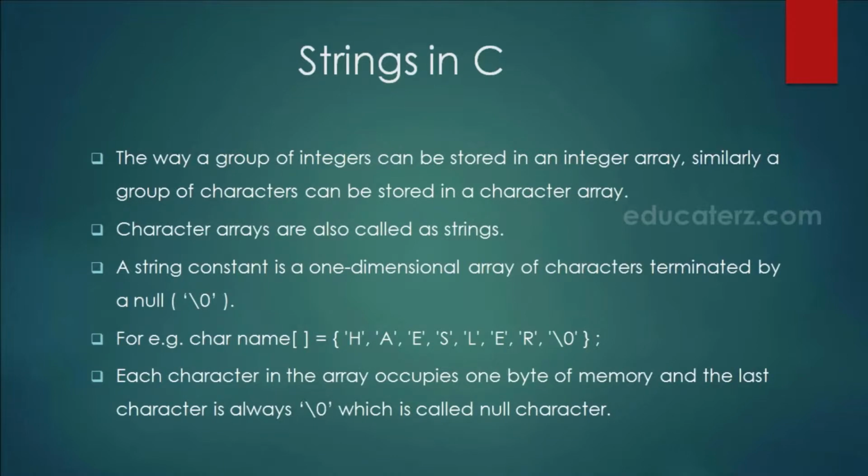Now, string in C. The way a group of integers can be stored in an integer array, similarly a group of characters can be stored in a character array. That character array is called a string. A string constant is a one-dimensional array of characters which is always terminated by a null, that is \0. For example, we can declare a character array with different characters in single quotes which ends with \0. Each character in the array occupies 1 byte of memory and the last character is \0, which is called the null character.